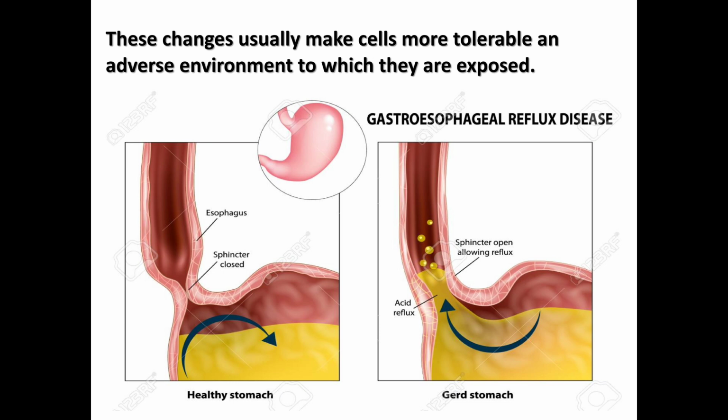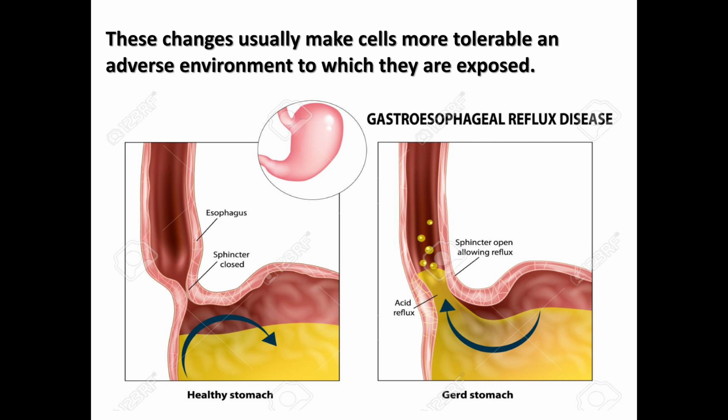These changes usually make cells more tolerable to the adverse environment to which they are exposed. So, like here, I have mentioned a very basic example, which we will study in upcoming slides, in metaplasia, which is a type of cellular response.